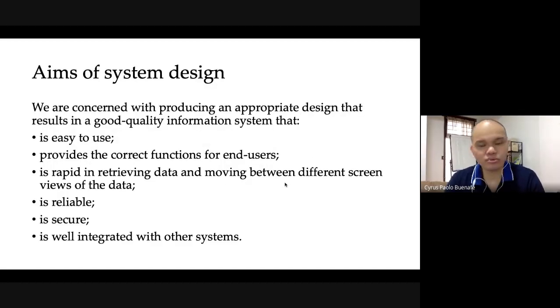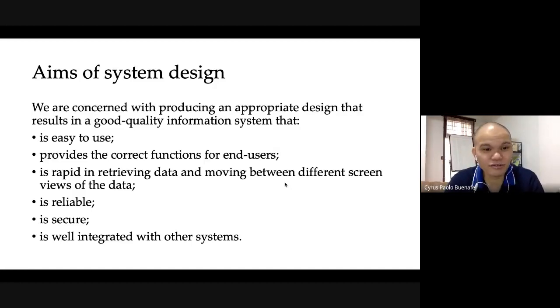Now, what are the aims of system design? Why do we want to go through systems design? Why don't we just go ahead and hack? No, I mean, go code it and develop it. Or if you don't want to develop, you might as well go ahead and buy something off the shelf that appeals to your eyes. No, okay.